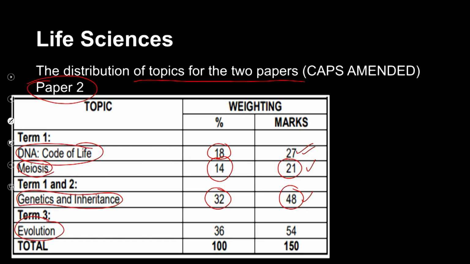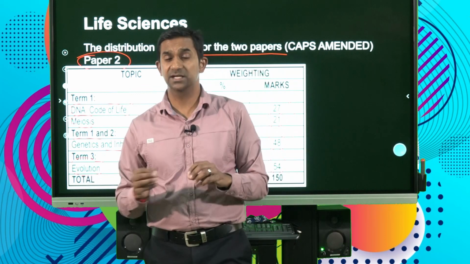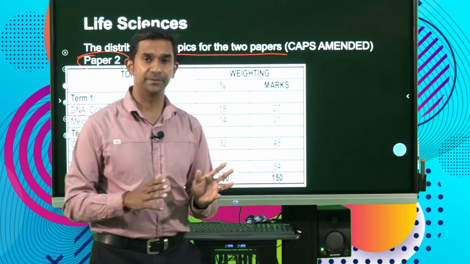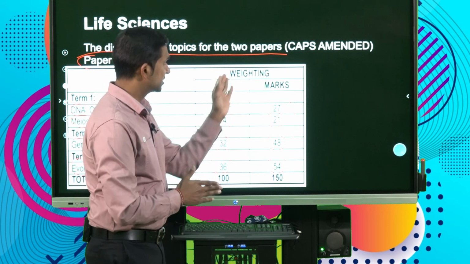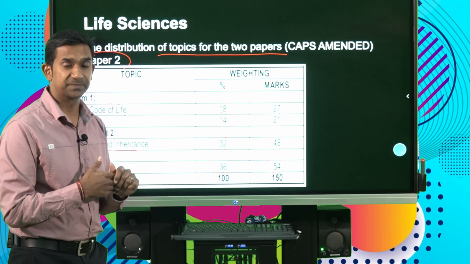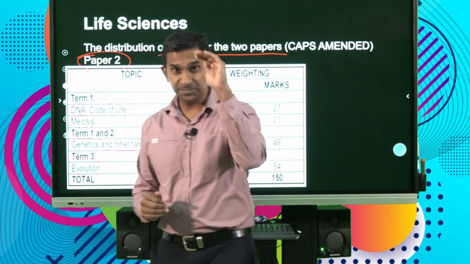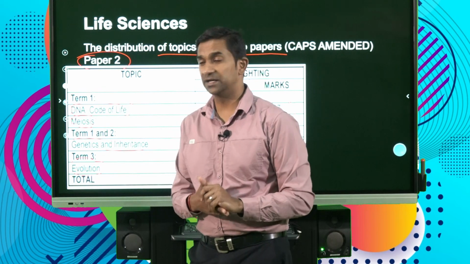And finally, we have evolution, probably the largest chunk of paper 2, and that is 36%, making up 54 of the marks. And that's important for you to prepare well. Evolution is often seen as a topic that we often shy away from. Again, guys, it's the focus of paper 2, with a large amount of marks coming from this topic. Again, refer to the ATPs, try and unpack what are the specific content that needs to be learned, and prepare that.